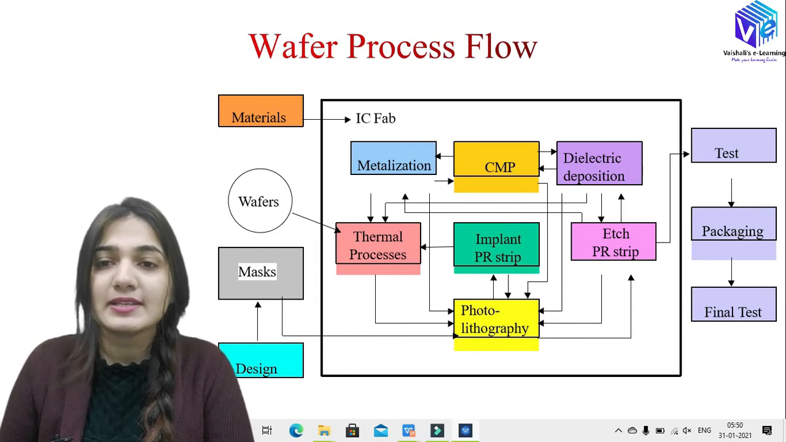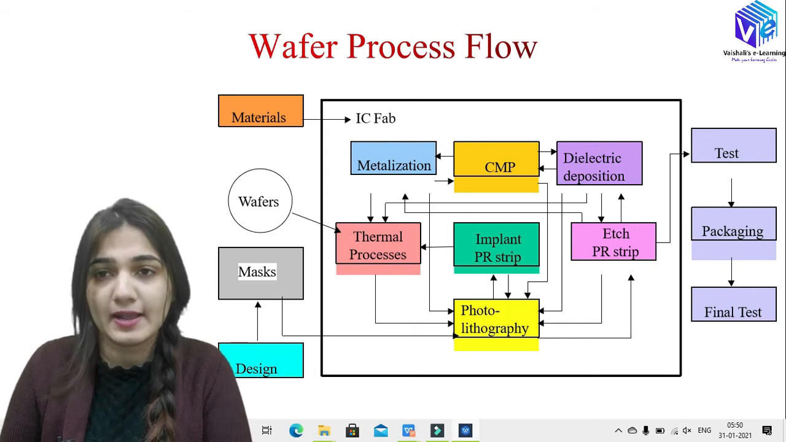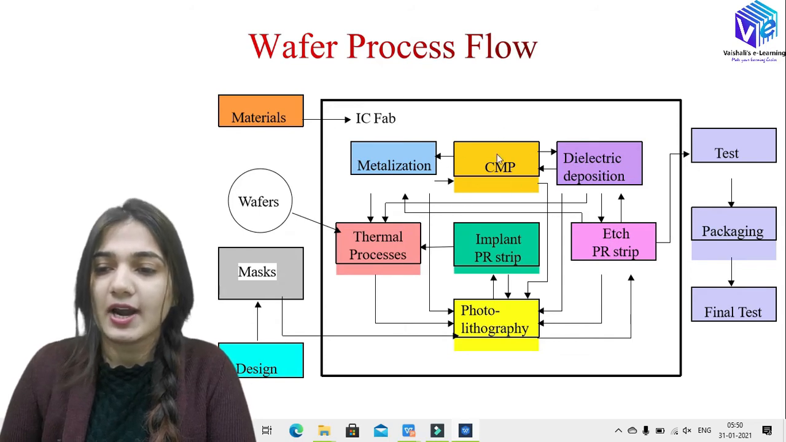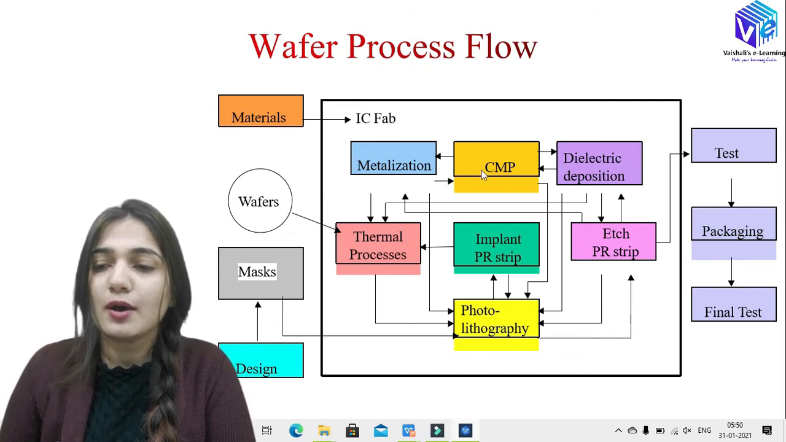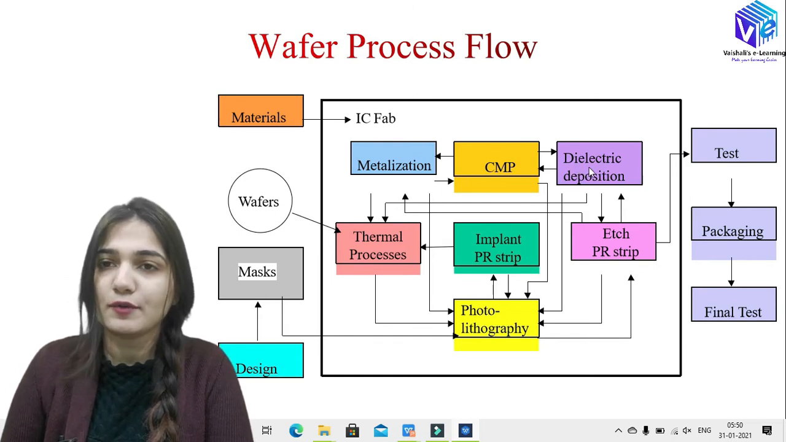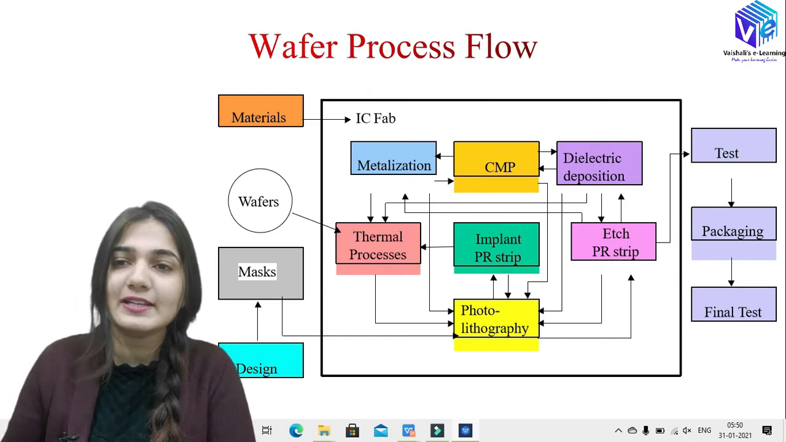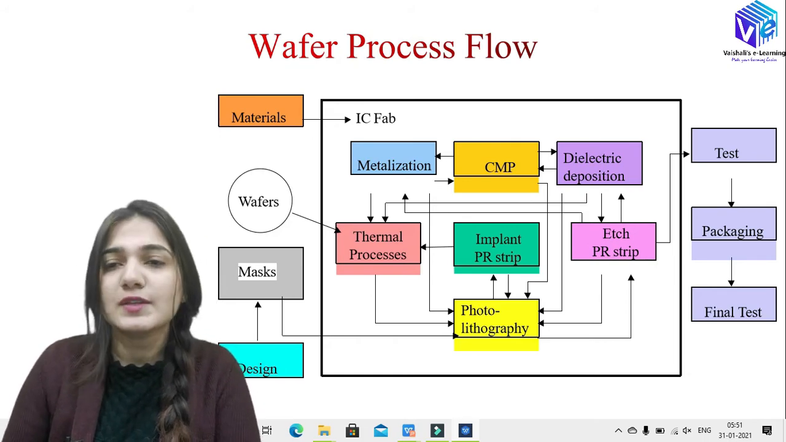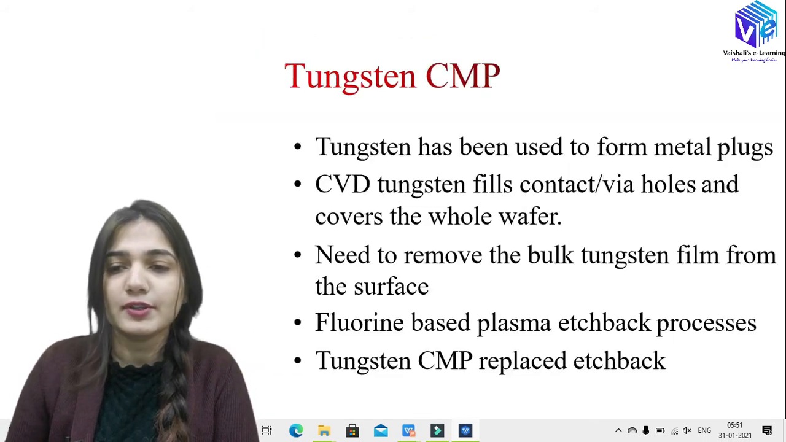So we have already seen this wafer process flow diagram a lot of times. And where is CMP? Okay, so here you can see this is the CMP chart over here. Okay, so now after the dielectric deposition, we have already talked about the CVD. After the CVD and before the metallization, we are doing the CMP so as to get a perfectly smooth surface over which we can do the metallization, right? So CMP is a very important step before the metallization.